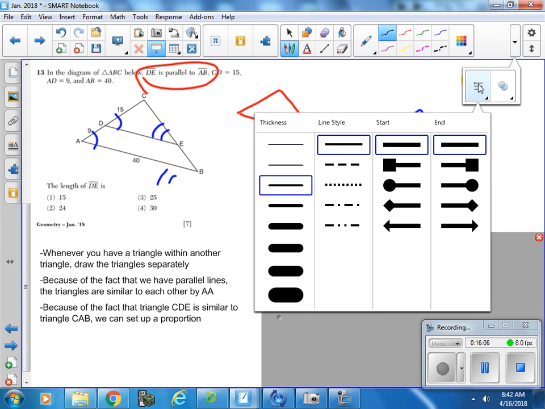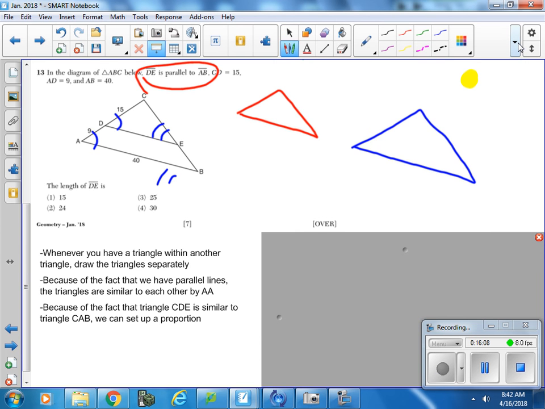All right, and I'm going to label it. So I have this side would be 15. And then this side, now the one students get confused on is this entire side here. So this side over here, this blue one, is going to be 24.